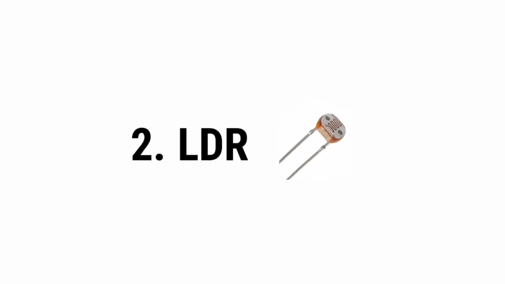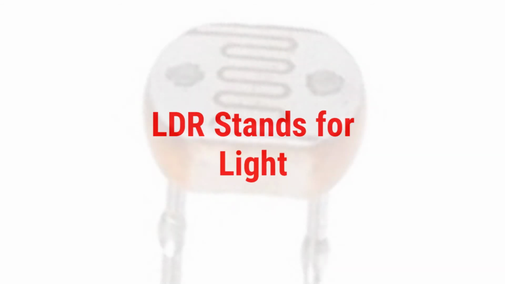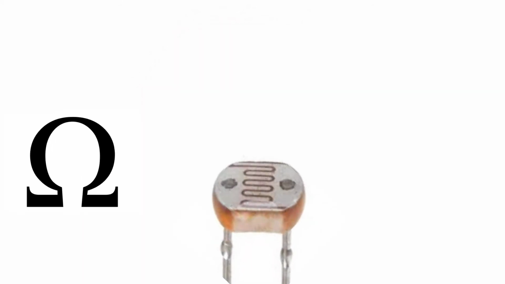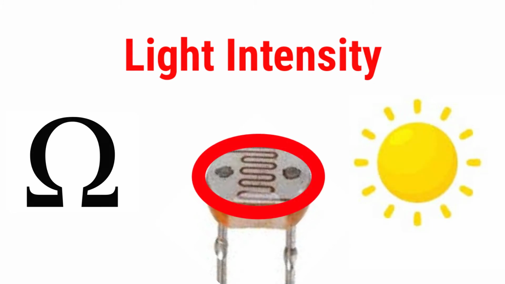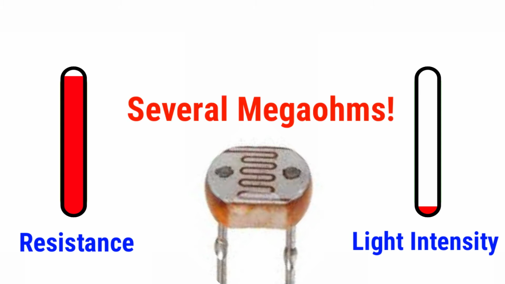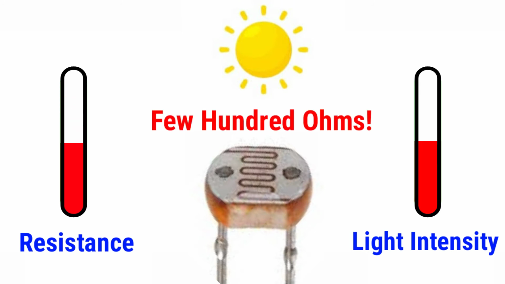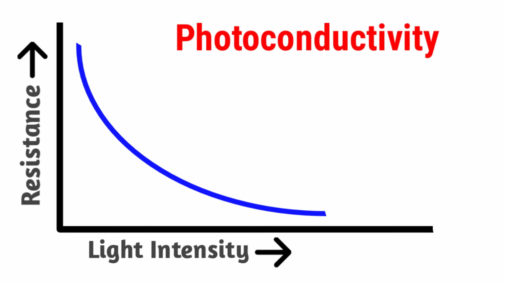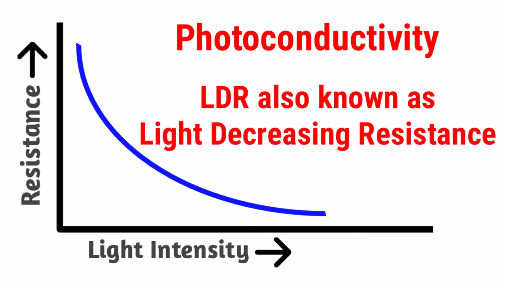Number 2, LDR. LDR stands for light-dependent resistor. As the name describes, the resistance of this component depends on the light intensity available on its surface area. When there is no light at all, the resistance of this component can go as high as several mega-ohms, while in light its resistance can drop to a few hundred ohms. Its resistance drops with increasing incident light intensity. In other words, it exhibits photoconductivity. Due to this reason, they are also called light-decreasing resistance.